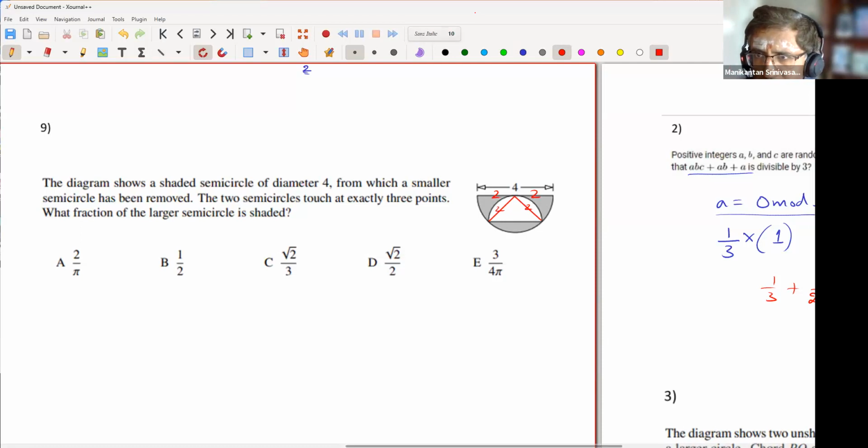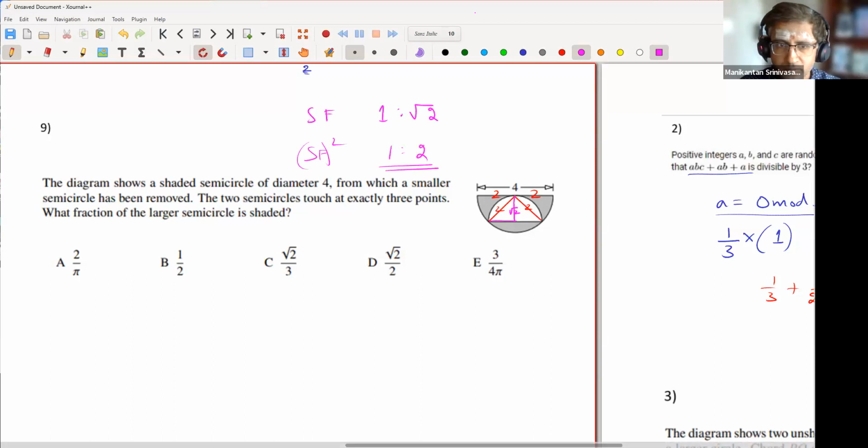So this height would be, in the isosceles right triangle, 2 upon √2, which is √2. So the radius of the smaller semicircle is √2. The radius of the bigger semicircle is 2. So the scale factor is 1:√2. And he wants to compare the ratio of areas. The ratio of areas is the scale factor squared. So it's 1:2. Very simple question.